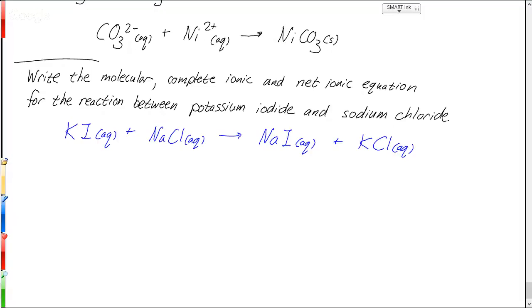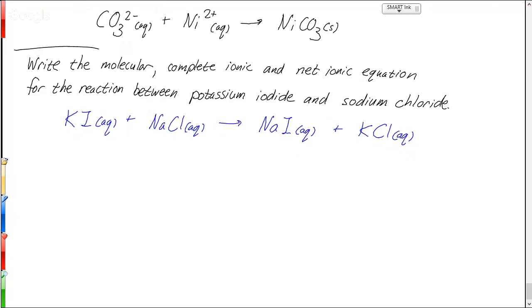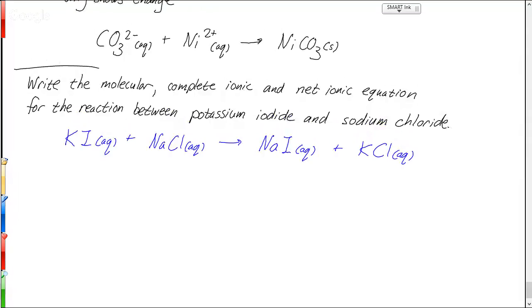This is what you got for your molecular equation. You just switch parts. Everything's a plus or minus 1 ion here. So is this a precipitation reaction? Why not? Yeah, because there's no insoluble product. You've got NaI, which Na is an alkali metal, so it's going to be a soluble salt. And then you've got KCl, which is also soluble. So you've got 2 soluble products, so no precipitate. So that's kind of a problem.